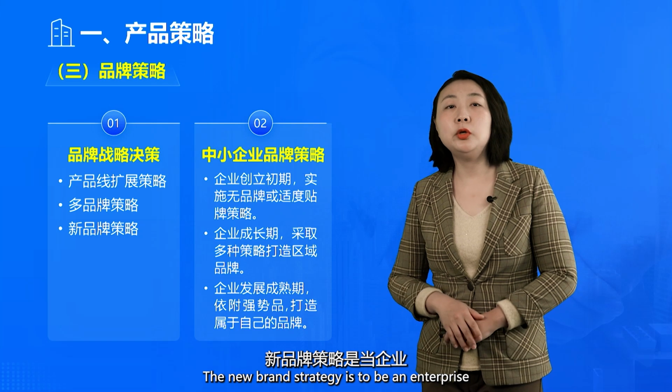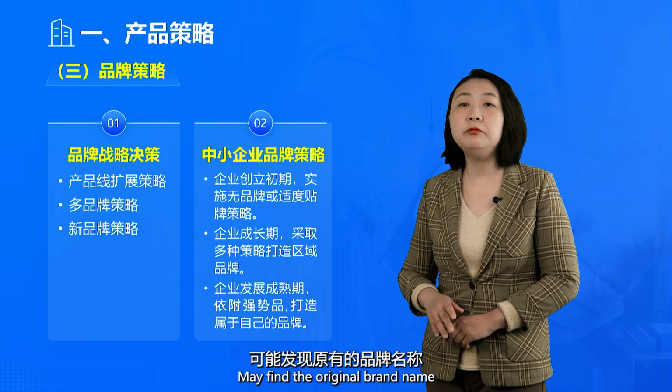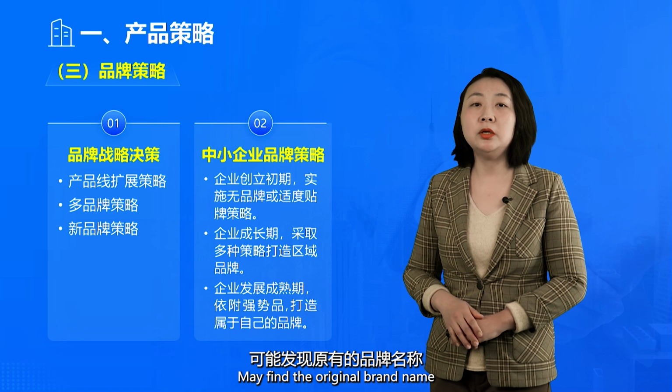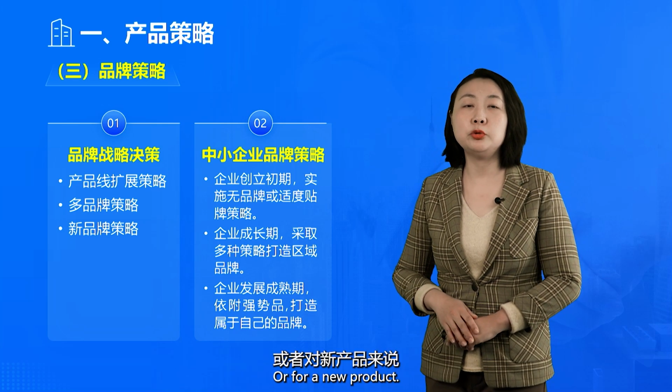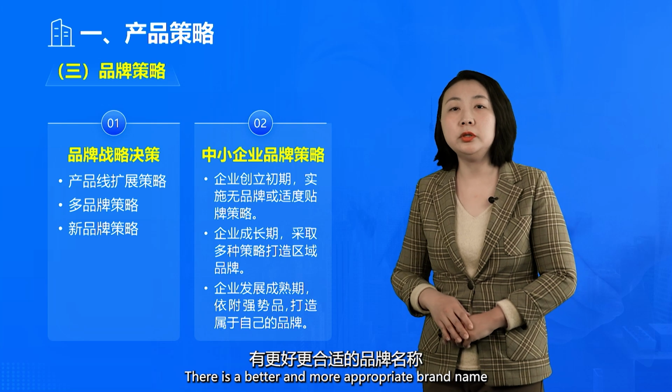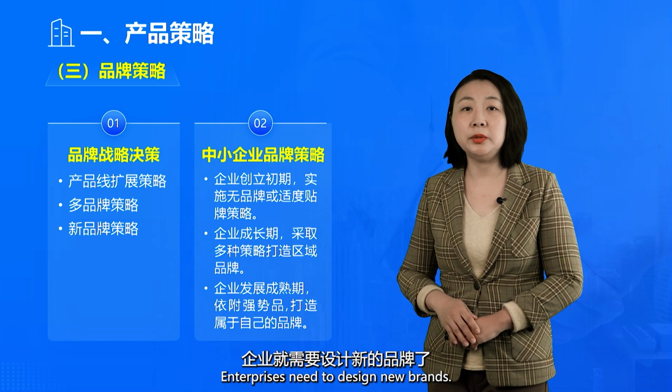The new brand strategy applies when an enterprise launches a new product and may find that the original brand name is not suitable for this new product, or that there is a better and more appropriate brand name for it. At this time, enterprises need to design a new brand.